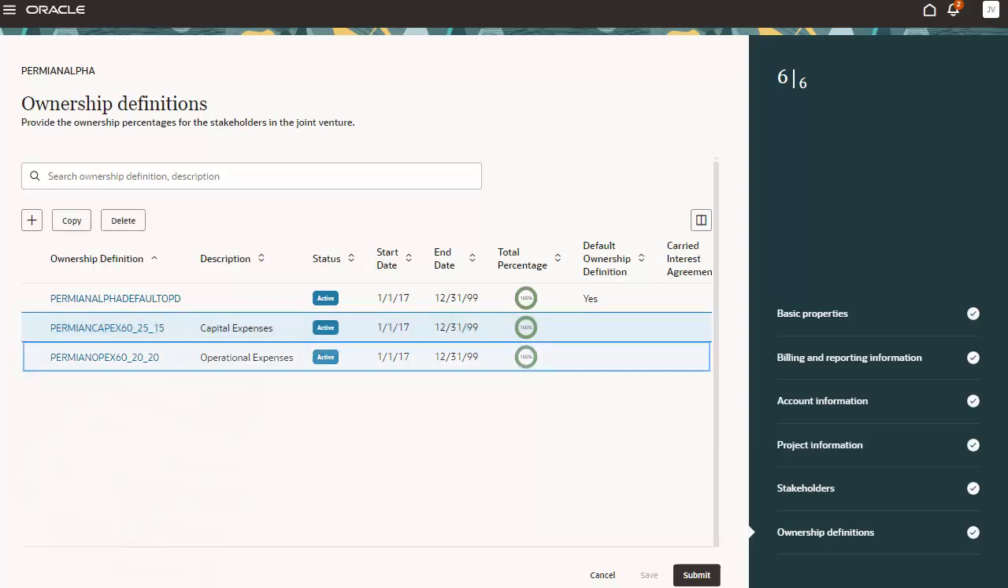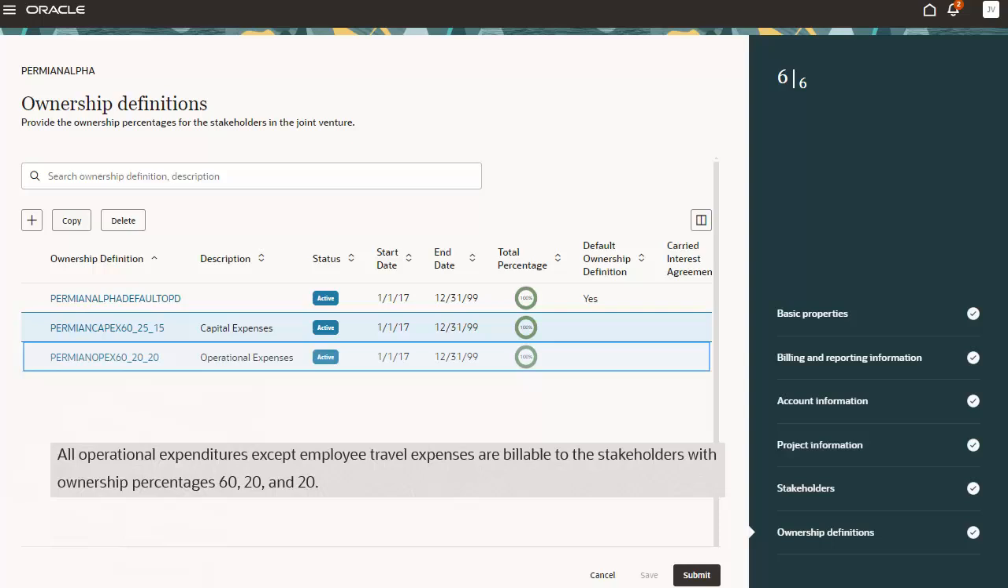The next ownership definition corresponds to the one for operational projects. According to the joint operating agreement, all operational expenditures except employee travel expenses are billable to the stakeholders with ownership percentages 60, 20 and 20.